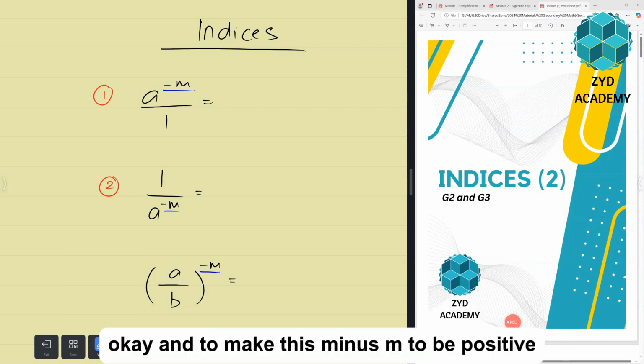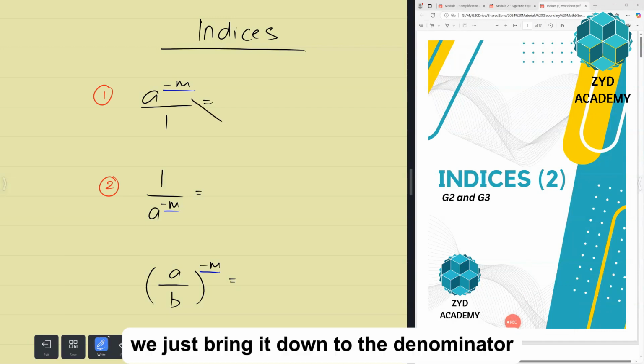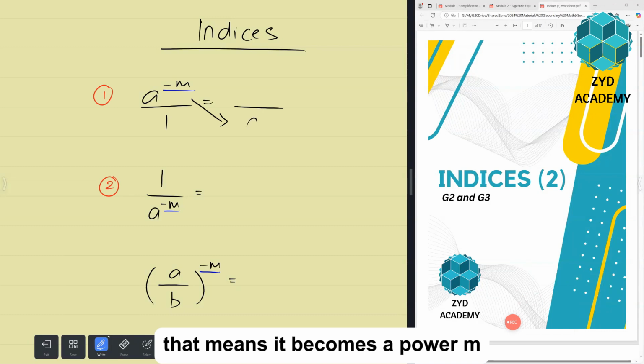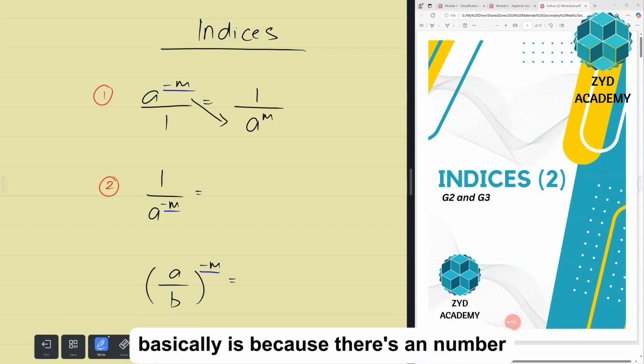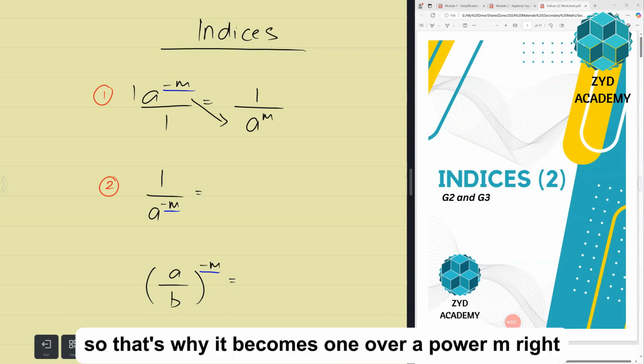Okay, and to make this minus m to be positive, we just bring it down to the denominator. That means it becomes a power m, and the numerator is now 1. Okay, it is not cross multiplying, basically. It's because there's an invisible 1 over here. So that's why it becomes 1 over a power m.